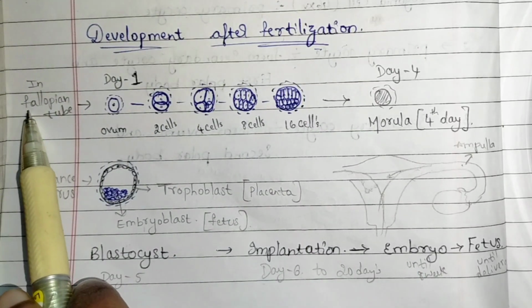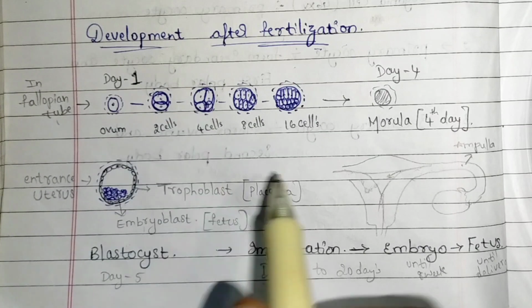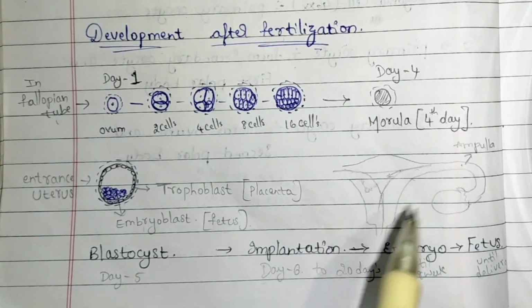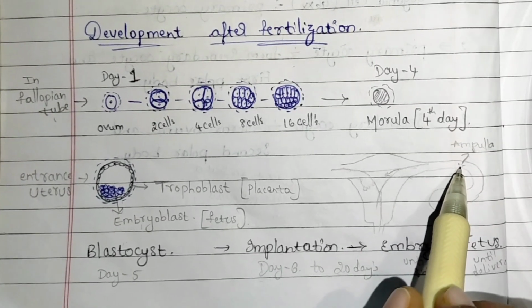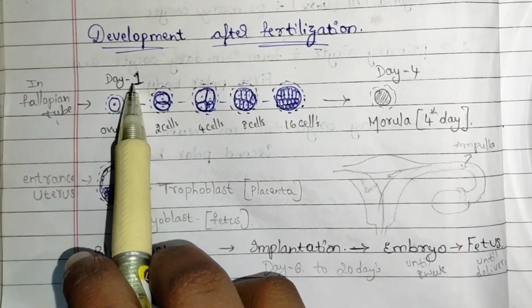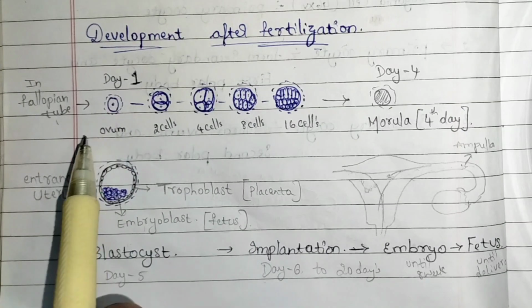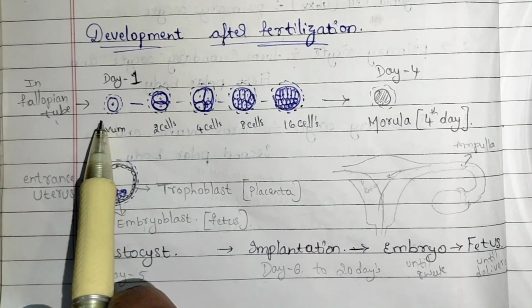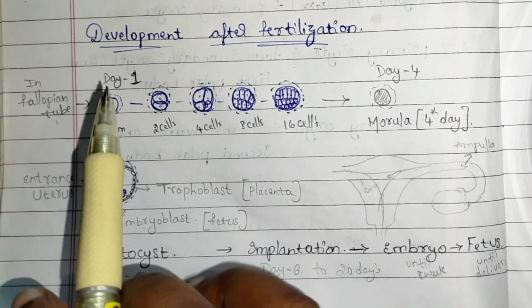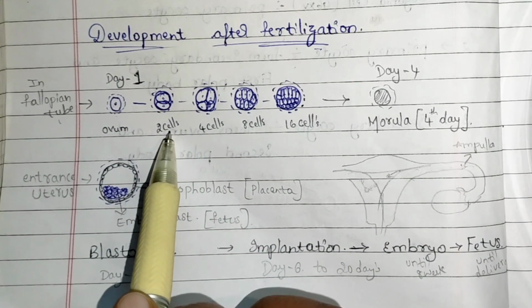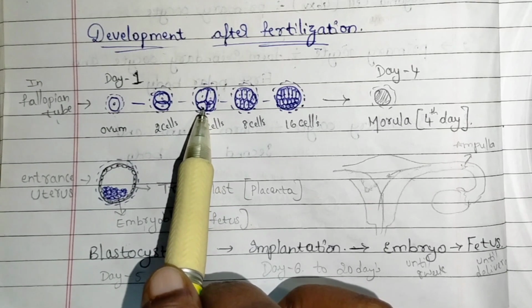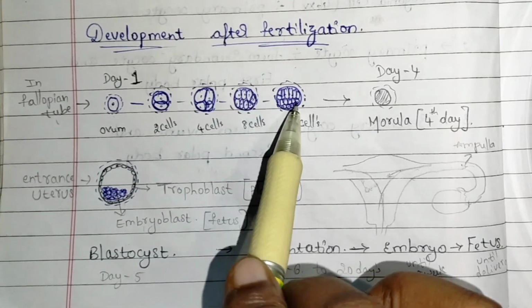First, in the fallopian tube. The fertilization occurs in the fallopian tube, in the ampulla region. The fertilized day is considered as day 1. At this day, the ovum is like this. And after that, internally the cells start dividing. Initially the cell is divided into 2 cells, and then into 4, and then into 8, and then into 16.